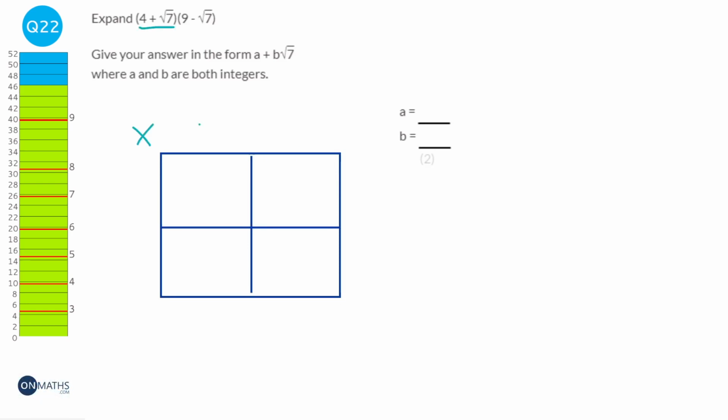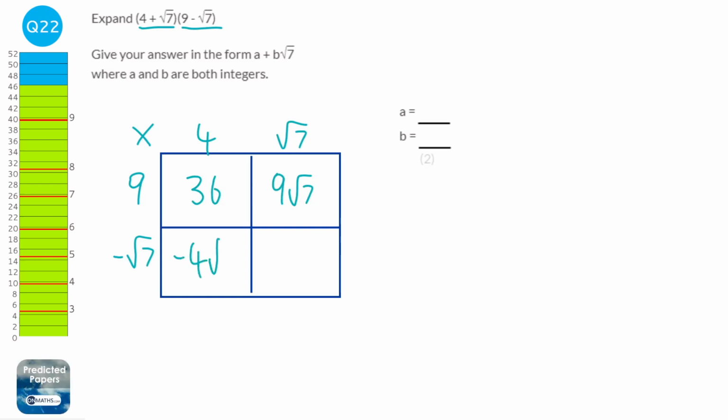So we've got 4 root 7, and we've got 9 and then minus root 7. So we're going to do 9 times 4, which is 36. 9 times root 7, which is just 9 root 7. 4 times minus root 7, so that'd be minus 4 root 7. Then a minus and a positive make a negative, and then root 7 times root 7 is just going to be root 49, because you times together the number inside the surd, and root 49 is just 7, so that's just going to be minus 7.